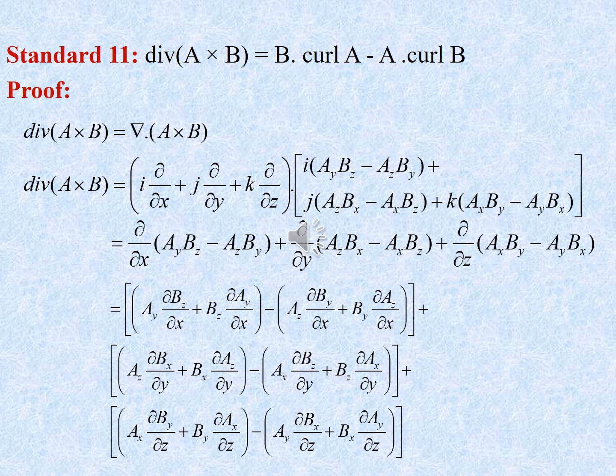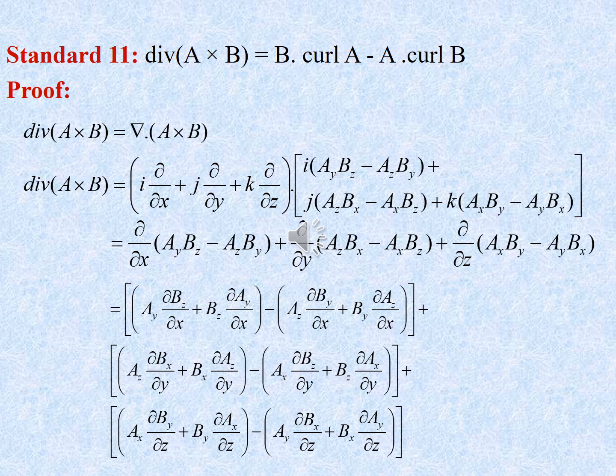Again we know the formula div s is equal to del dot s. So we are writing that formula here. So div of a cross b is equal to, I am writing the del operator first, i del by del x plus j del by del y plus k del by del z. Next one is the a cross b. We know the cross product of a cross b. So after getting the matrix we know the determinant formula. So applying the determinant formula I am writing this equation: i (ay bz minus az by) plus j (az bx minus ax bz) plus k (ax by minus ay bx).